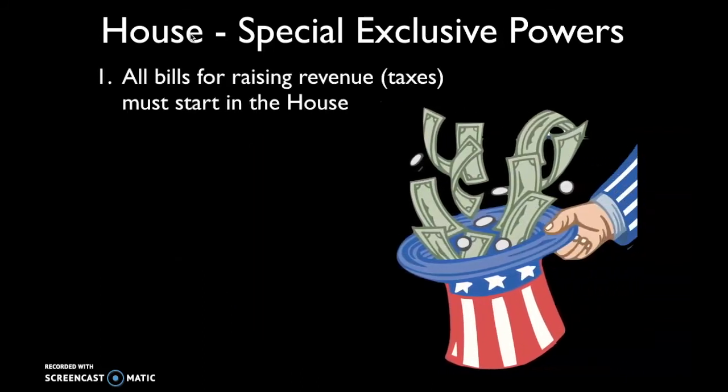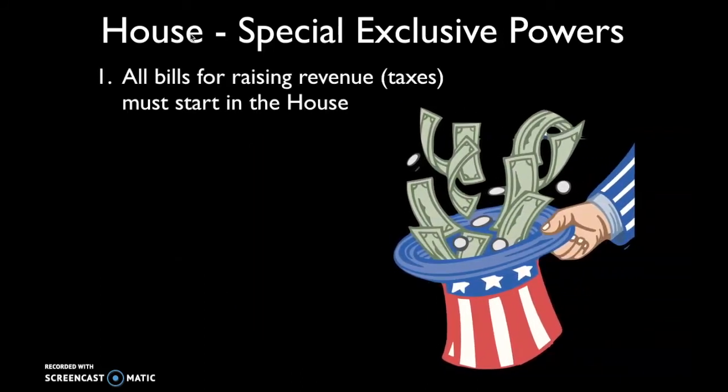First, all bills for raising revenue, in other words, when the federal government imposes new taxes, those bills must start in the House of Representatives. The framers recognized that the power of taxation was a very important one, and they wanted to give that power exclusively to the most accountable body of government. And so, all bills for raising revenue must start in the House.